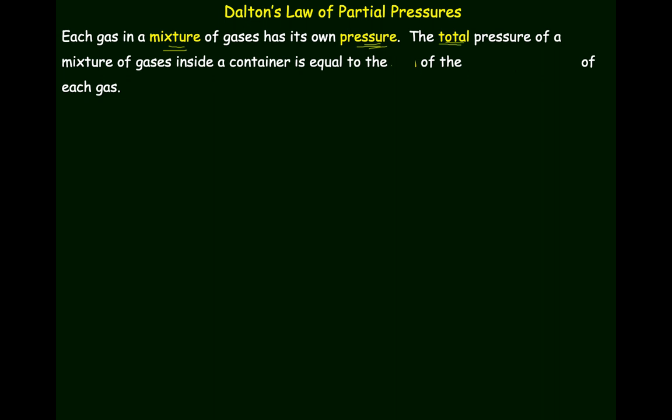But we have to understand one thing: the total pressure of a mixture of gases is equal to the sum of the partial pressures of each gas. So we're going to assume each gas has its own pressure. Then we add them all together, we sum up those pressures into a total pressure. So that's how we can look at this.